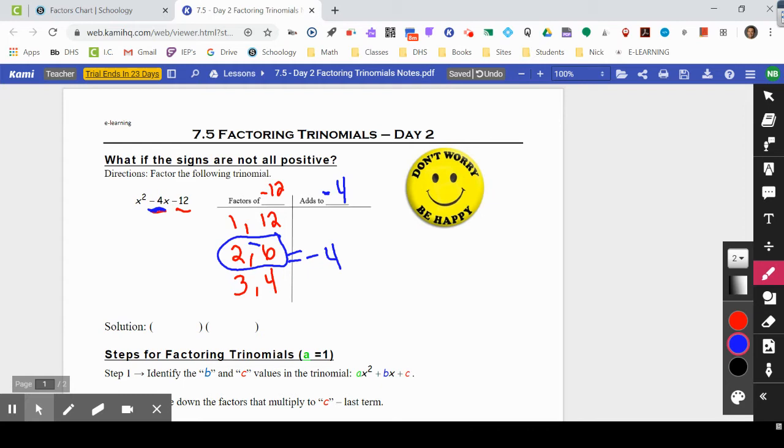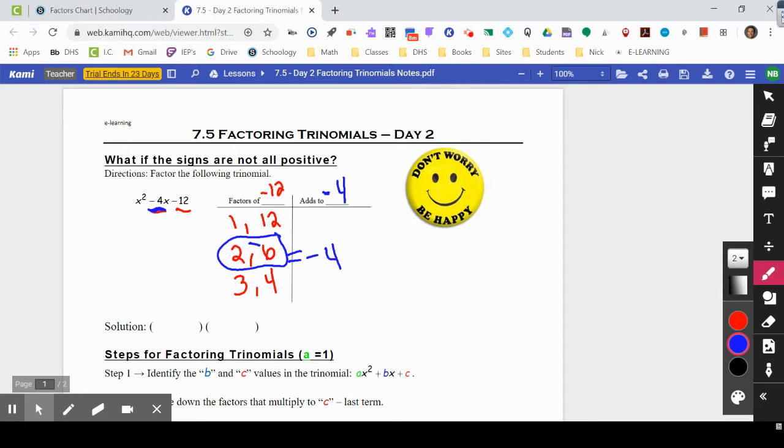So you'll definitely need a calculator today, right? Especially dealing with these negatives here. So make sure that you get a calculator out as well when you're doing these notes and when you're doing the homework, okay?